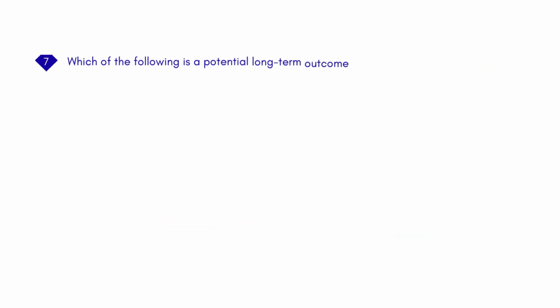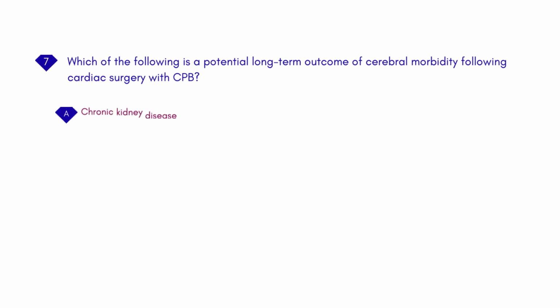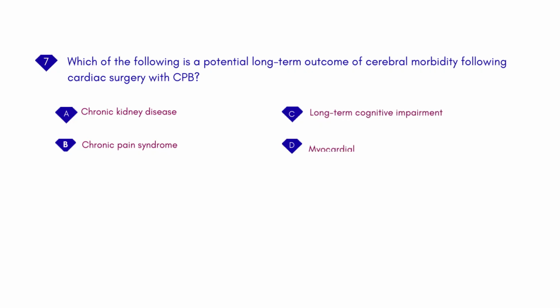Which of the following is a potential long-term outcome of cerebral morbidity following cardiac surgery with CPB? A. Chronic kidney disease. B. Chronic pain syndrome. C. Long-term cognitive impairment. D. Myocardial infarction. Answer: C. Long-term cognitive impairment.